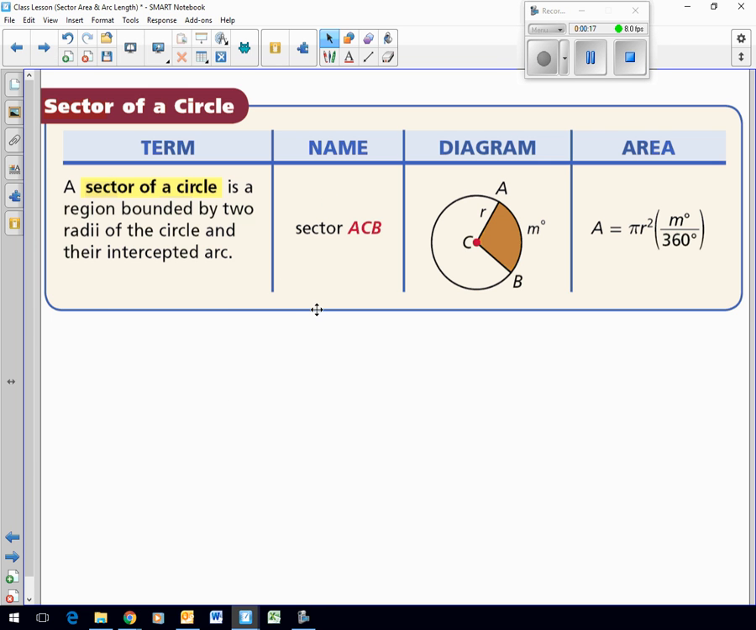The sector of a circle is a region bound by two radii of the circle and their intercepted arc. Okay? That's not necessarily as important as that formula that you see. It's also at the bottom left-hand column of your formula sheets. You will see the formula on your formula sheets. It's written as area equals pi radius squared theta over 360.